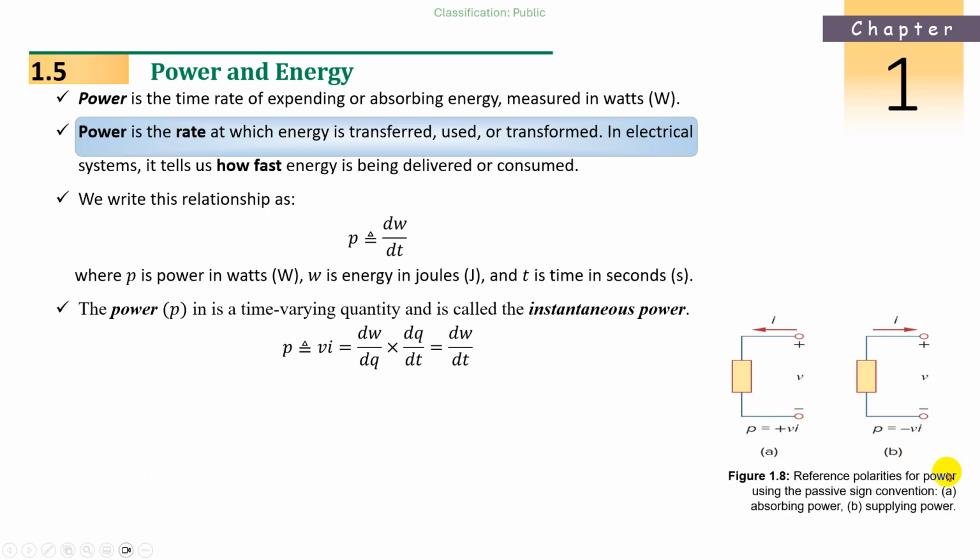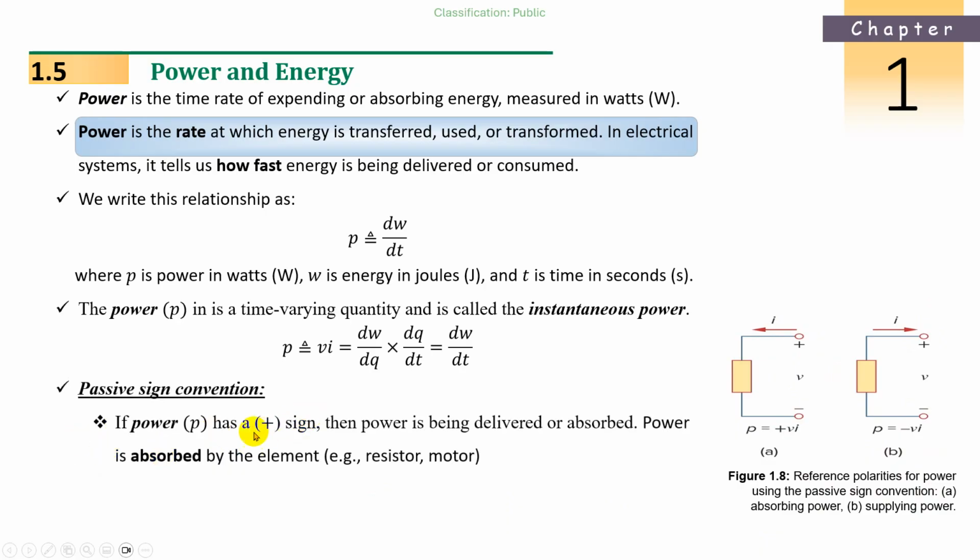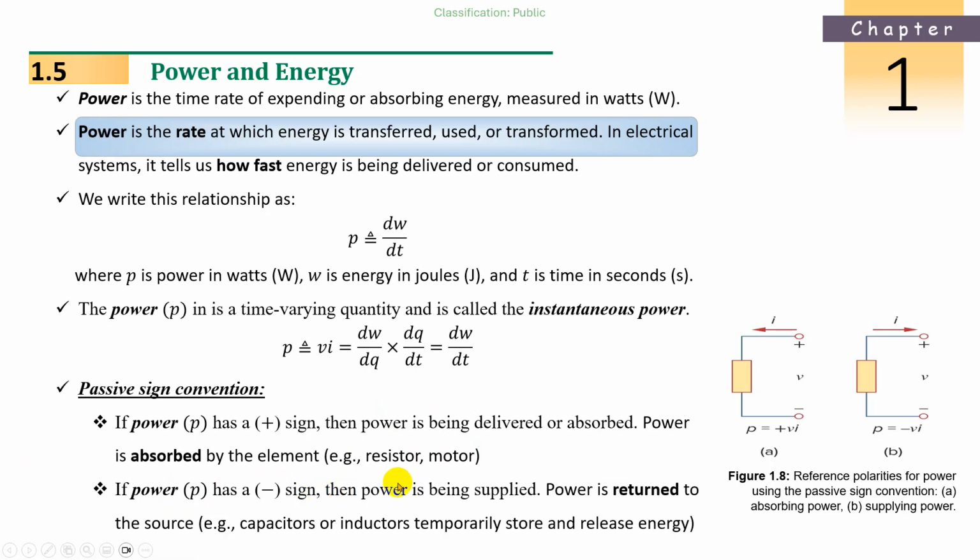See, the reference polarities for power using passive sign convention. The first one is absorbing, because current is entering the positive sign. When current is leaving the positive, it is delivering. If power P has a positive sign, the power is absorbed by the element, for example a resistor, motor, heater, or light. If power P has a negative sign, then the power is returned, or it is done by the source.